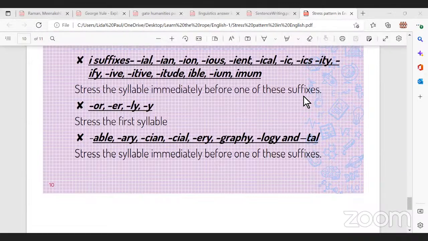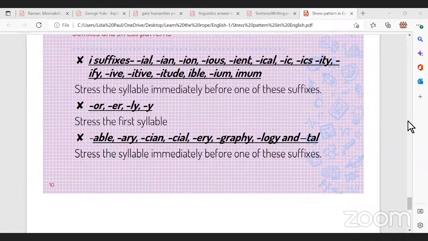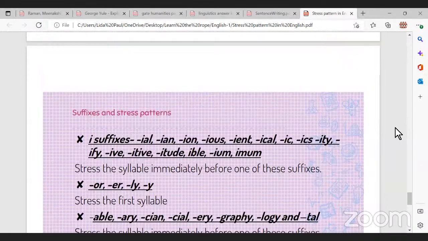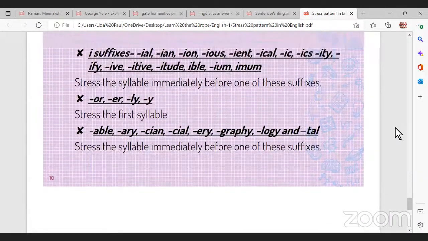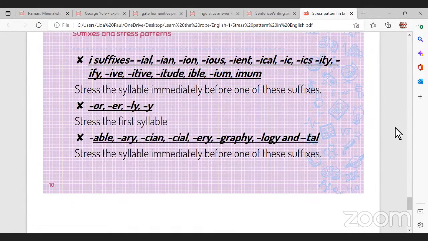Yeah, verb and noun, correct. Now, okay, the last thing here which I want to talk to you about is suffixes and stress patterns. Some of them we already looked at, but this is a specific list.